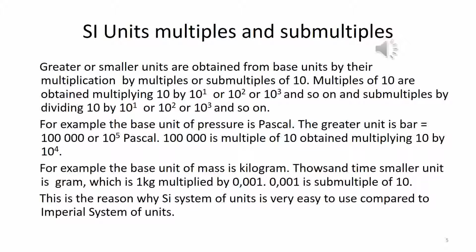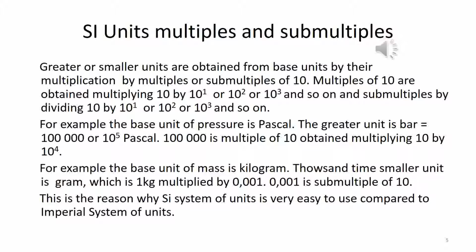Greater or smaller units are obtained from base units by their multiplication by multiples or submultiples of 10. Multiples of 10 are obtained multiplying 10 by 10 on the power of 1, or 10 on the power of 2, or 10 on the power of 3, and so on, and submultiples by dividing 10 by 10 on the power of 1, or 10 on the power of 2, or 10 on the power of 3, and so on.